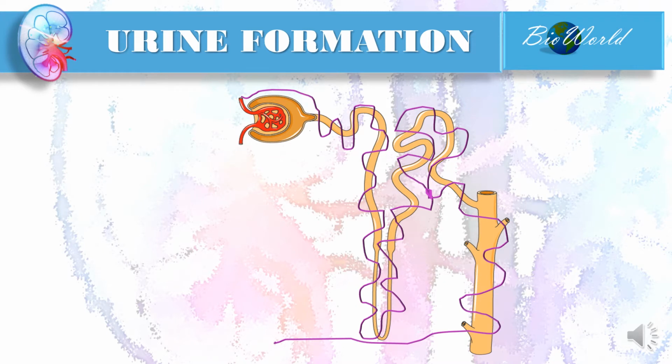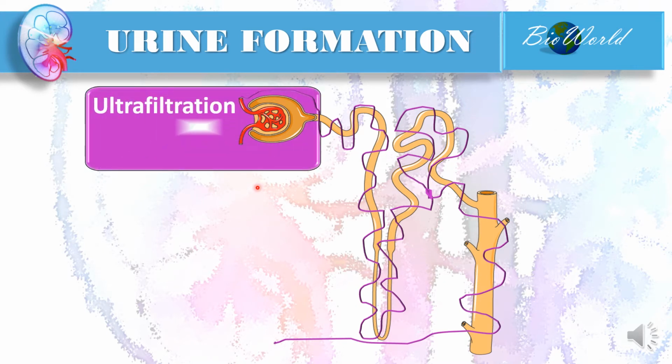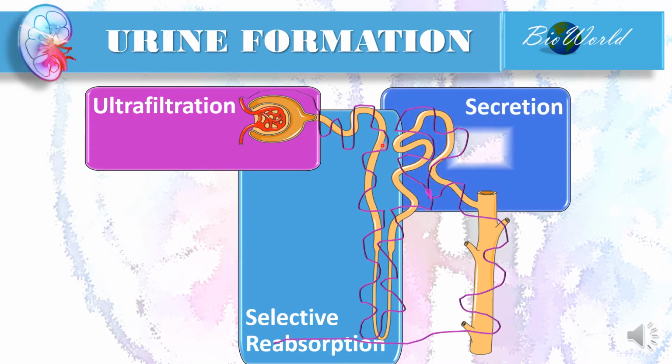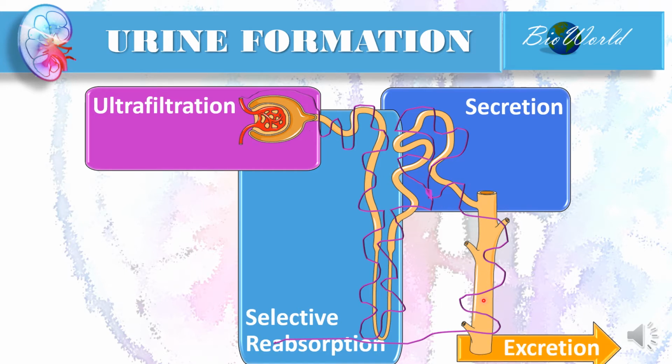As mentioned earlier, urine formation involves three processes. The first is ultrafiltration, which occurs between the glomerulus and the Bowman's capsule. The second is selective reabsorption, which happens firstly at the proximal convoluted tubule and secondly at the loop of Henle. This is followed with secretion, which occurs at the distal convoluted tubule. The urine that is formed will be channeled to the collecting duct to be excreted out of the kidney. So let's begin with ultrafiltration.